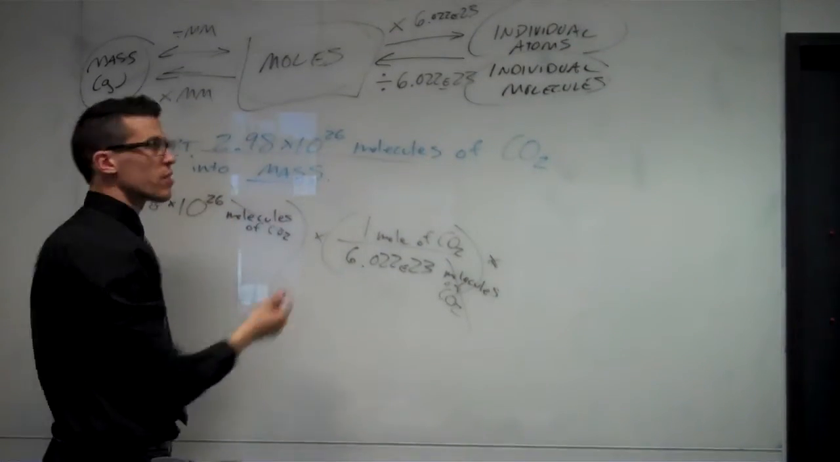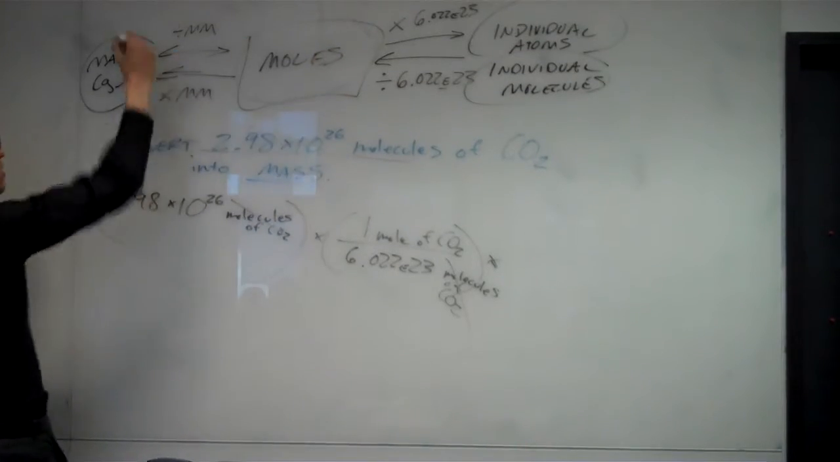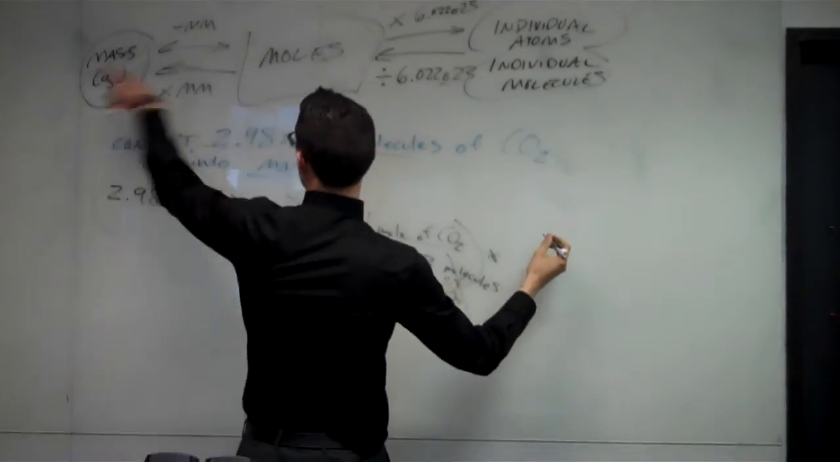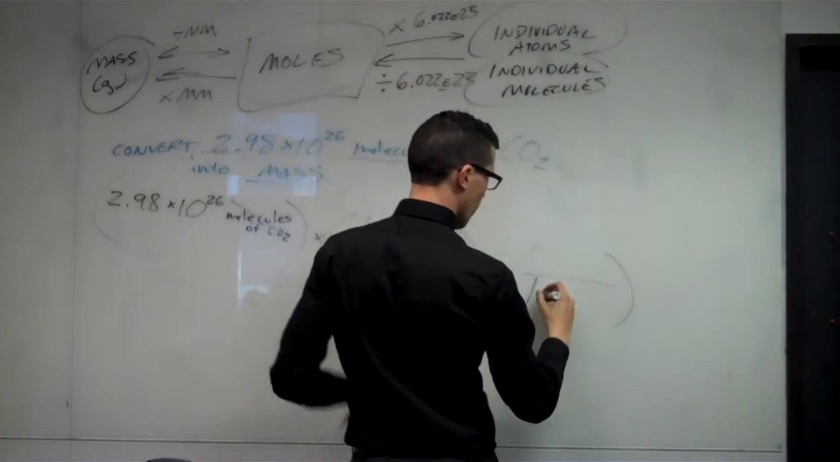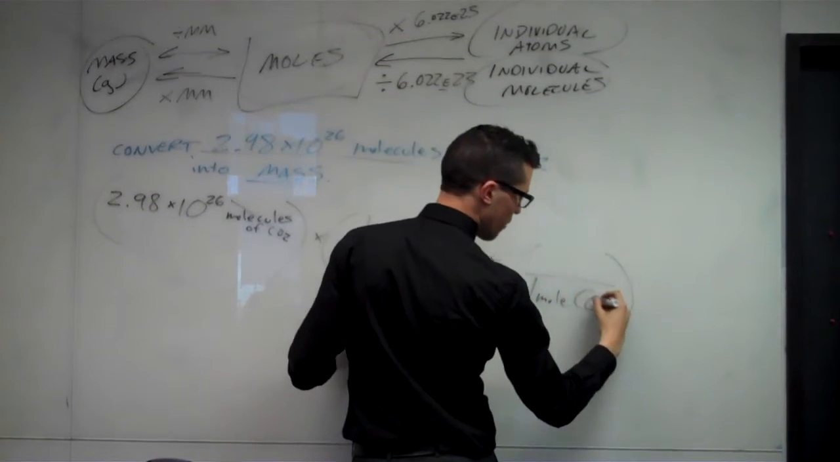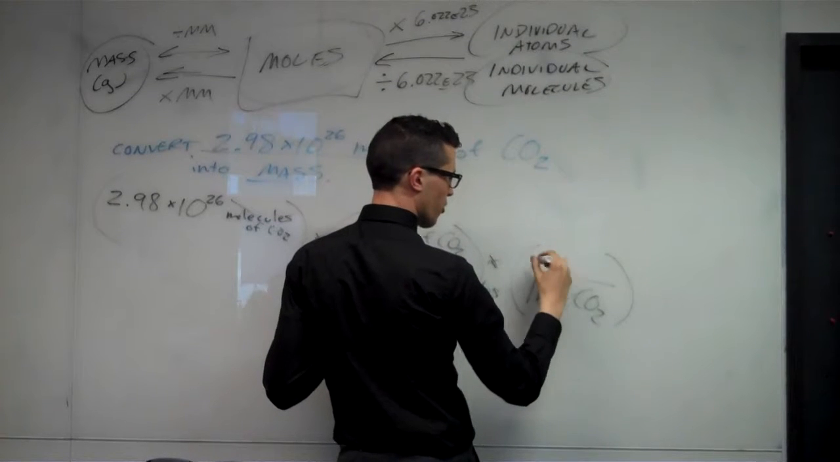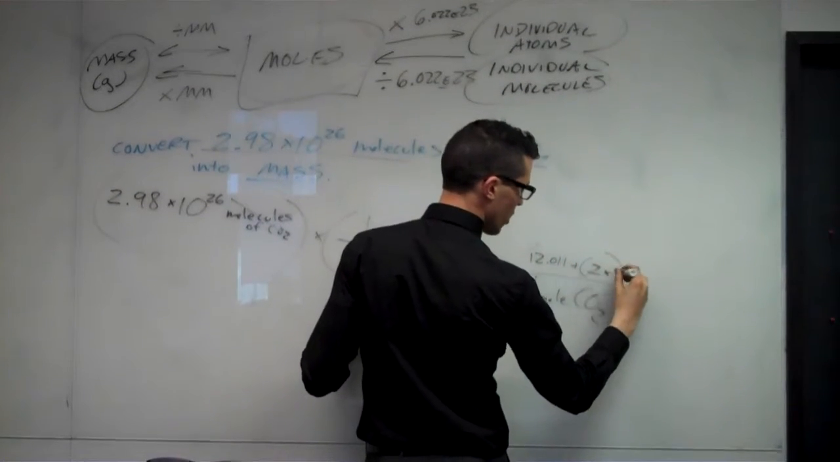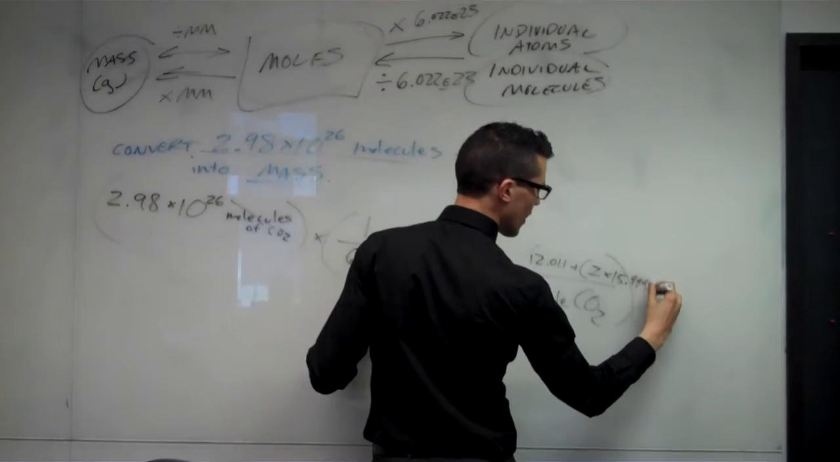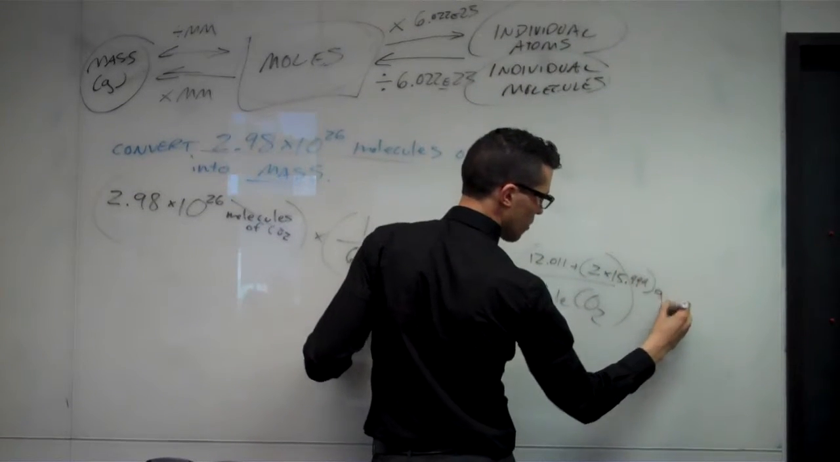Now we're going to go from moles into mass. So we're going to go this direction. We're going to multiply by the molar mass. So 1 mole of CO2 goes on the bottom, and this is going to be 12.011 plus 2 times 15.999 on the top. And these are going to be grams.